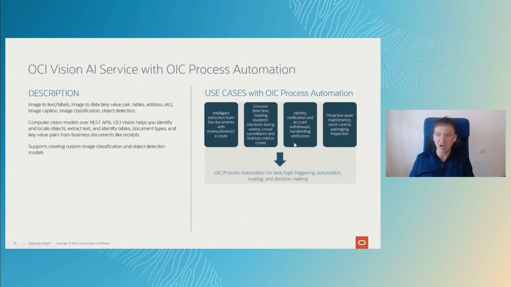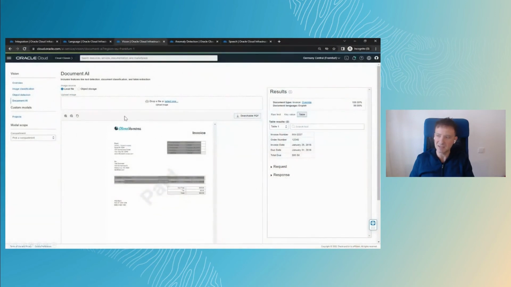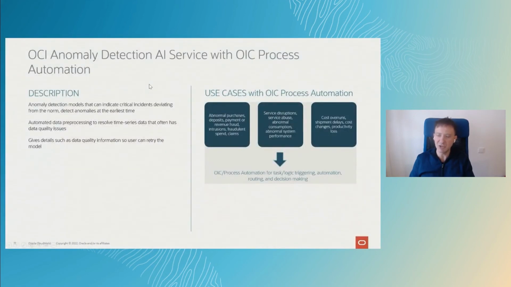So this is intelligent extraction from documents with review, amend, reroute, emotion detection, students' reaction during exams, different versions of crowd surveillance, identity verification, withdrawals, handwriting verification, predictive asset maintenance, packaging inspection, and then we use process automation to trigger the logic, automation, routing, and decision making, like in these examples that I used here.